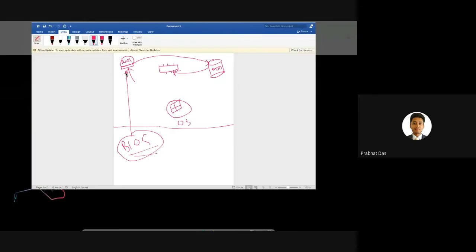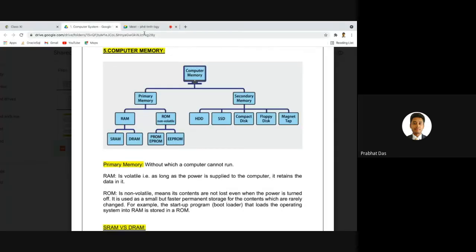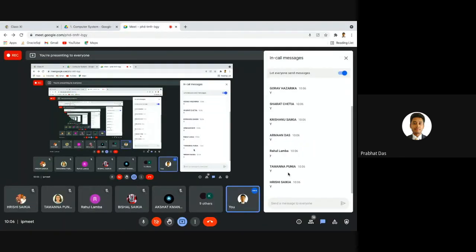Okay, so if the concept of ROM is clear, please type Y in the chat box. Okay, great.